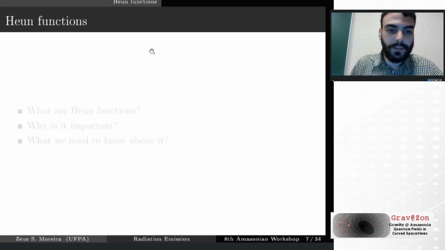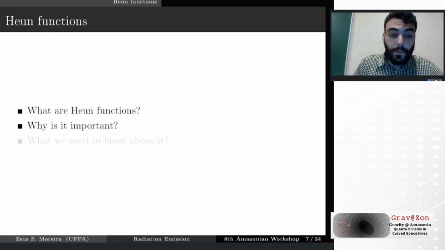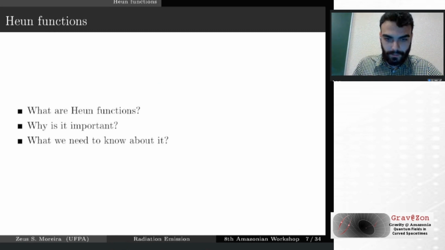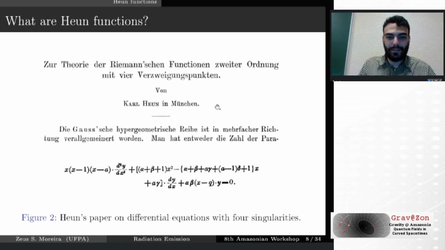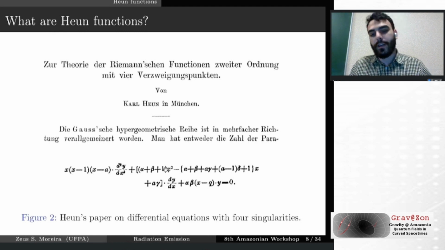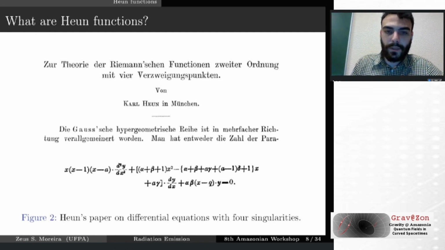And so in this section, I intend to address three questions. The first one is, what are Heun functions? Why are they important? And what do we need to know about them? Well, at least for the sake of this presentation. So this is a picture of the paper published by Heun, where he, for the first time, wrote down the Heun equation, that is this equation over here. We use a different notation than he used in this paper.